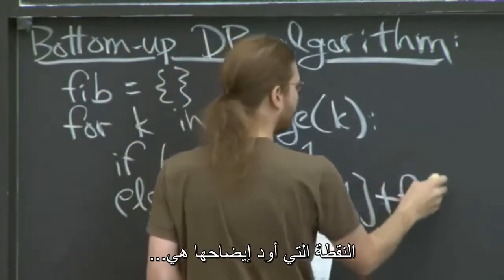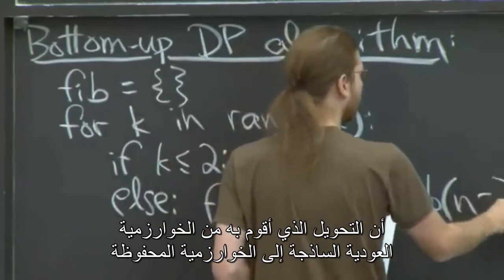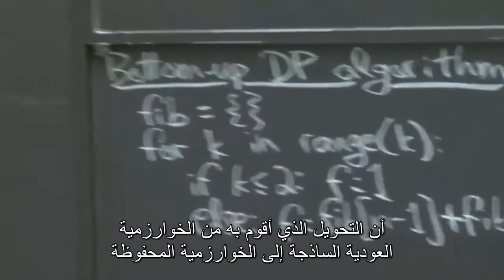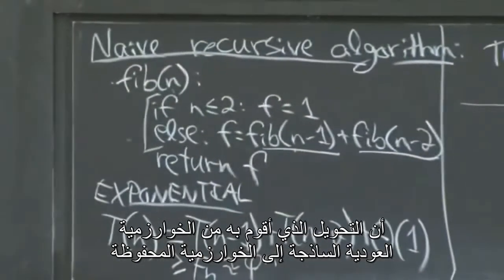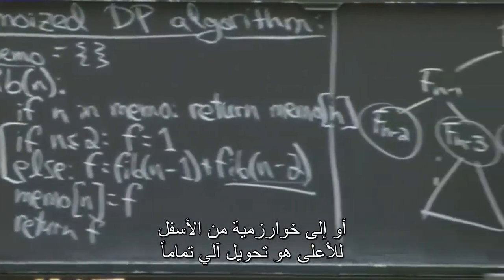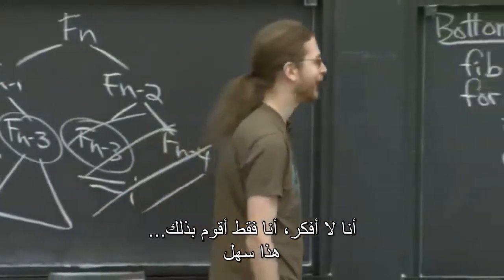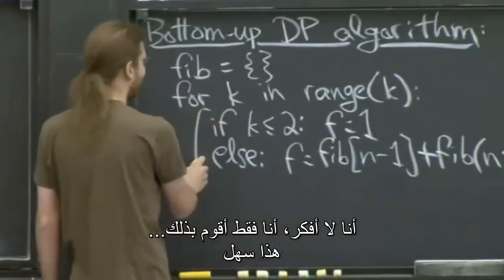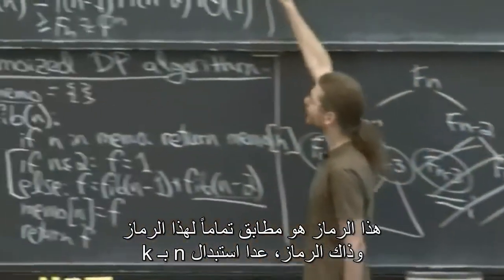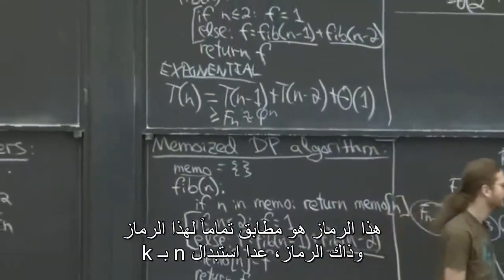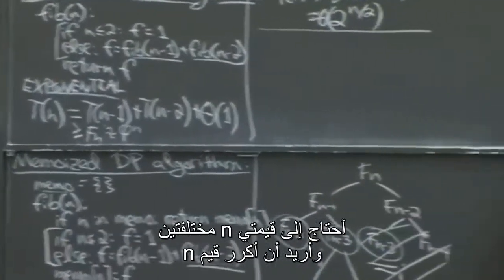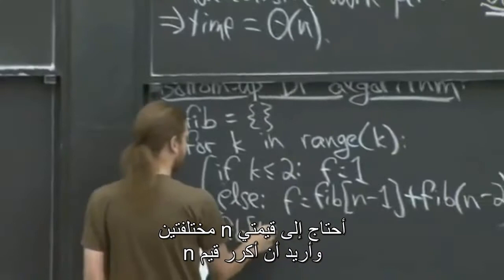The point I want to make is that the transformation I'm doing from the naive recursive algorithm to the memoized algorithm to the bottom-up algorithm is completely automated. I'm not thinking, I'm just doing. Okay? It's easy. This code is exactly the same as this code and as that code, except I replaced n by k, just because I need a couple of different n values here, or I want to iterate over n values.